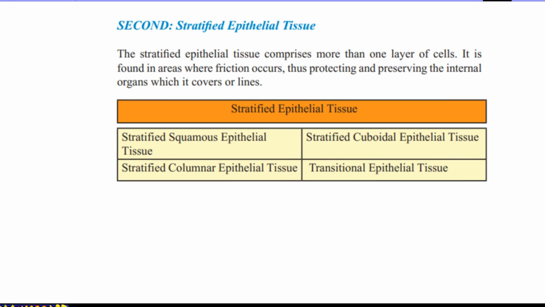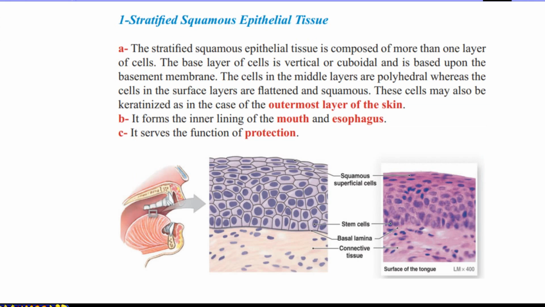The second type is stratified epithelial tissue. The stratified epithelial tissue comprises more than one layer of cells. It is found in parts of the body where friction occurs, thus protecting and preserving the internal organs which it covers. This protection is one general function for all kinds of stratified epithelial tissue, but we also classify this tissue according to the shape of the cells found on the outermost layer of the tissue.